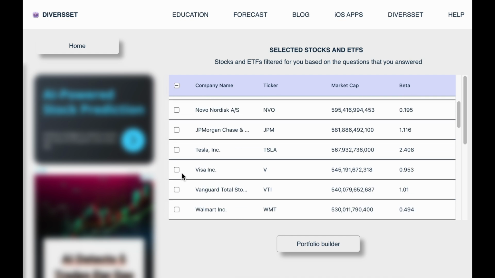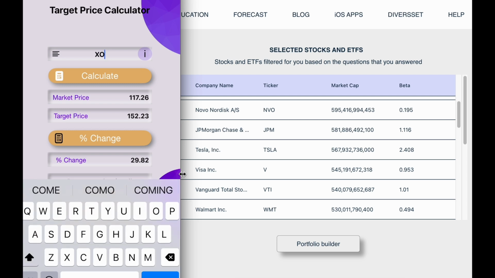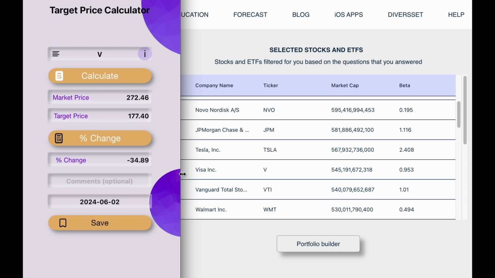Sometimes my application shows that the stock is not undervalued but overvalued. For example, let's take Visa share. Yes, in this case, it shows 34% decline. That's because I'm using very conservative assumptions. I'm using a DCF model with very conservative assumptions. That's why the application is showing a target price that low and it is indicating fundamental decline. And your goal is to choose stocks with a rise here.